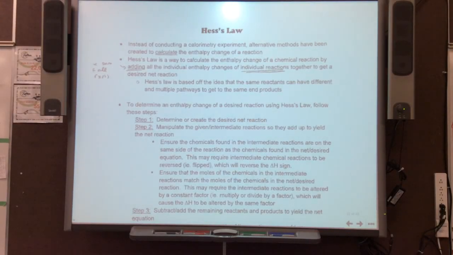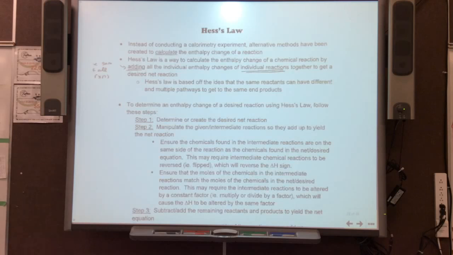So calorimetry experiments are time consuming. When I did them at work, they were a good 20-minute reaction. So there are other ways to figure it out. Somebody's already done the work, so why not use the work that they've done, and we can figure out our enthalpy change that way. So it's a calculation, it's not an experiment, okay?